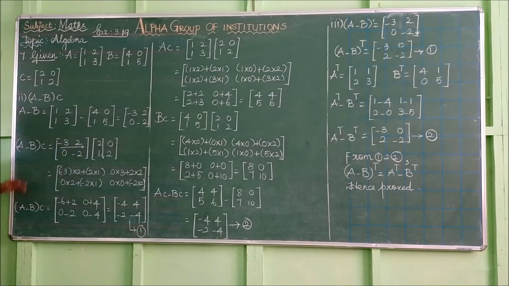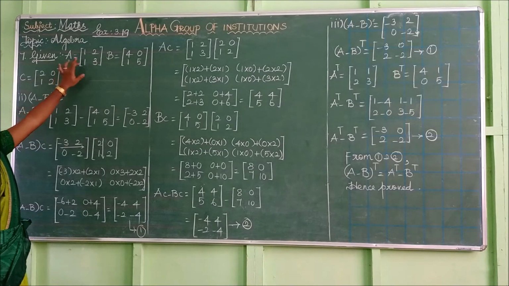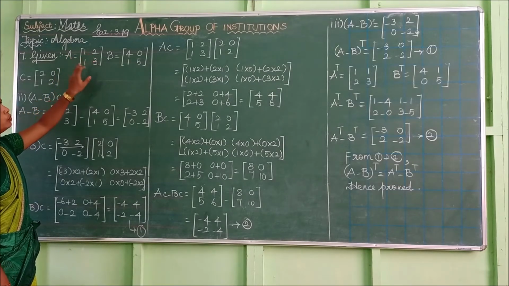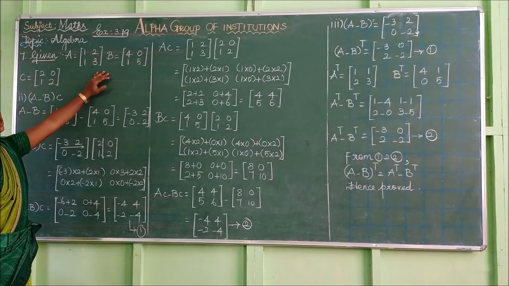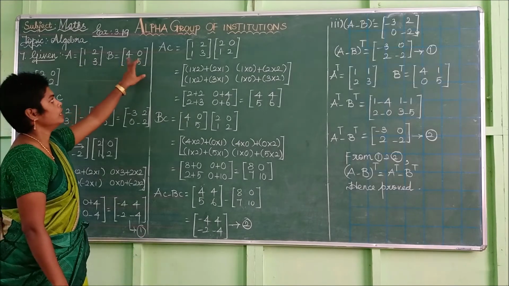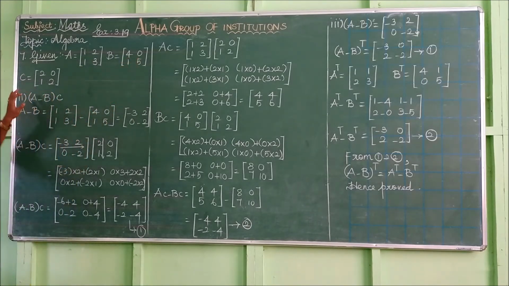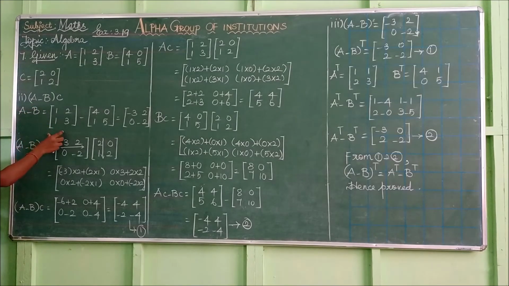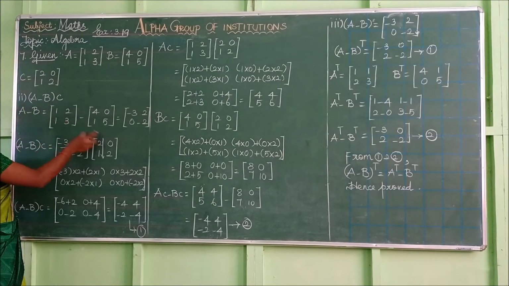So listen, given A is the matrix 1 2 1 3, B is the matrix 4 0 1 5, C is the matrix 2 0 1 2. The first subdivision you can do as homework. Now listen to the second subdivision, A minus B into C. So first you have to find this A minus B. Write the matrix for A and matrix B.